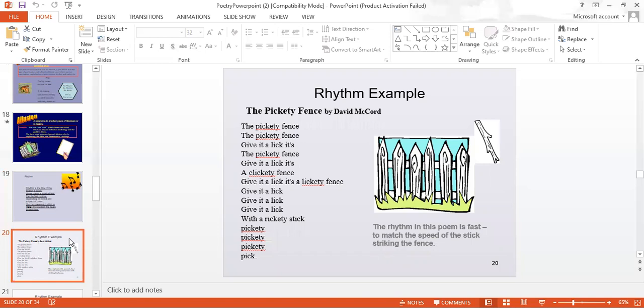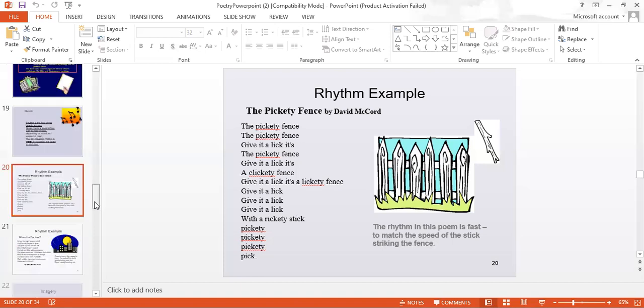It's normally found in song lyrics. If you take a look at song lyrics, you see this kind of rhythm whereby the poet or the writer uses it in order to create that kind of rhythm. If you read this, you see that there is a rhythm. I'm sure you see the kind of rhythm that we are talking about. The rhythm in this poem is fast to match the speed of the stick striking the fence. So when you are reading it, you can't help it. You have to be fast. That's the rhythm that we are talking about.